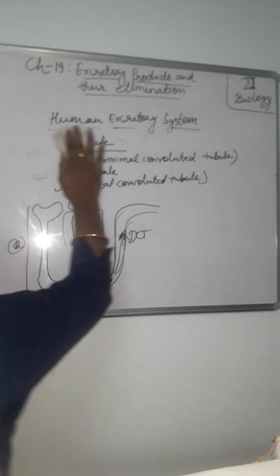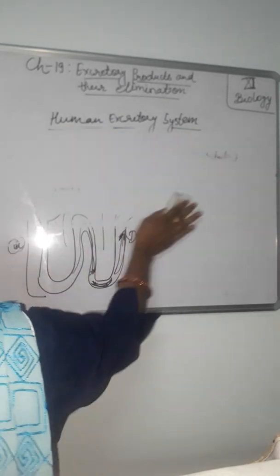Okay, now next one, that is ureter. Now kidney is completed with three parts. Now second one, that is ureter. Second part of this human excretory system. First one is kidney and the second one is ureter.